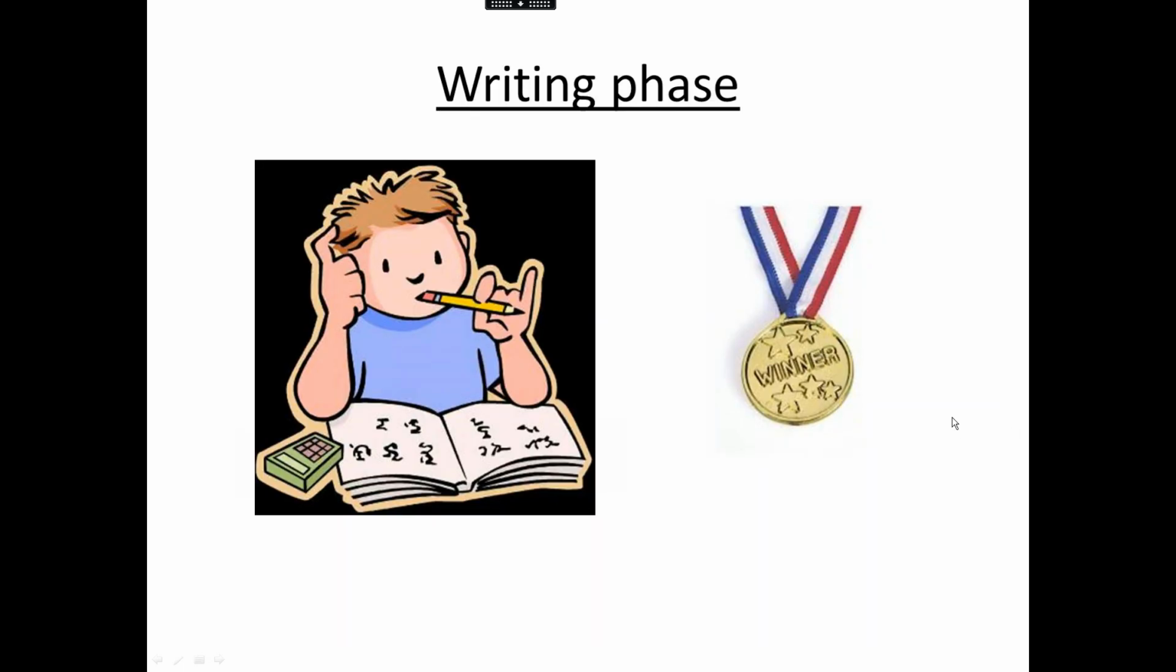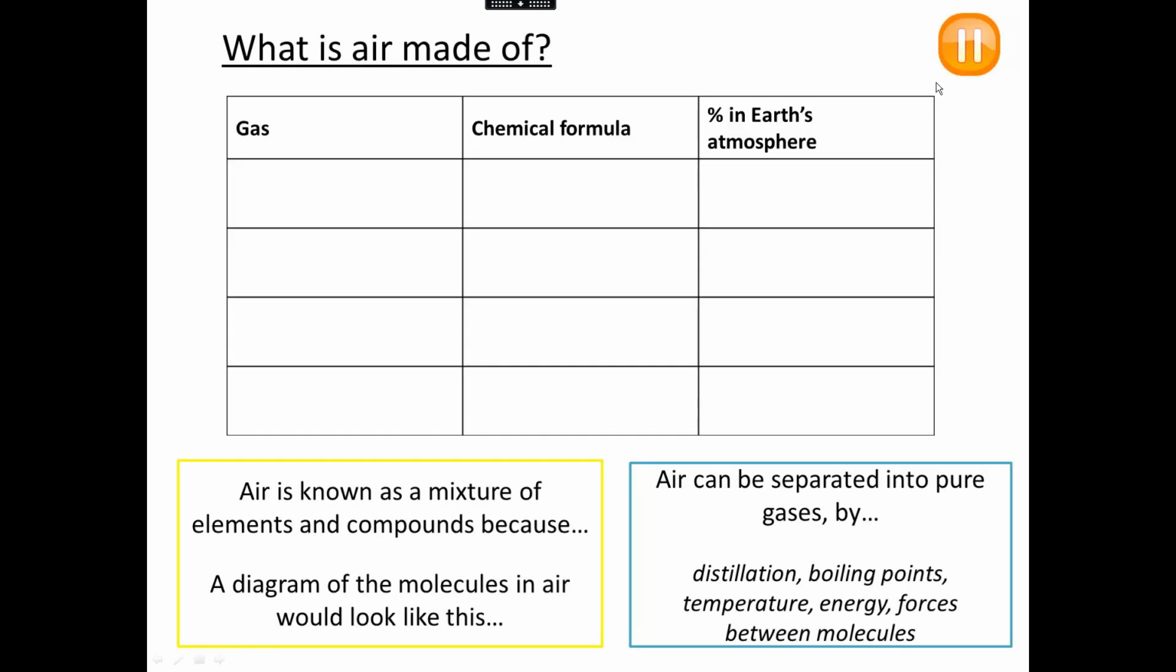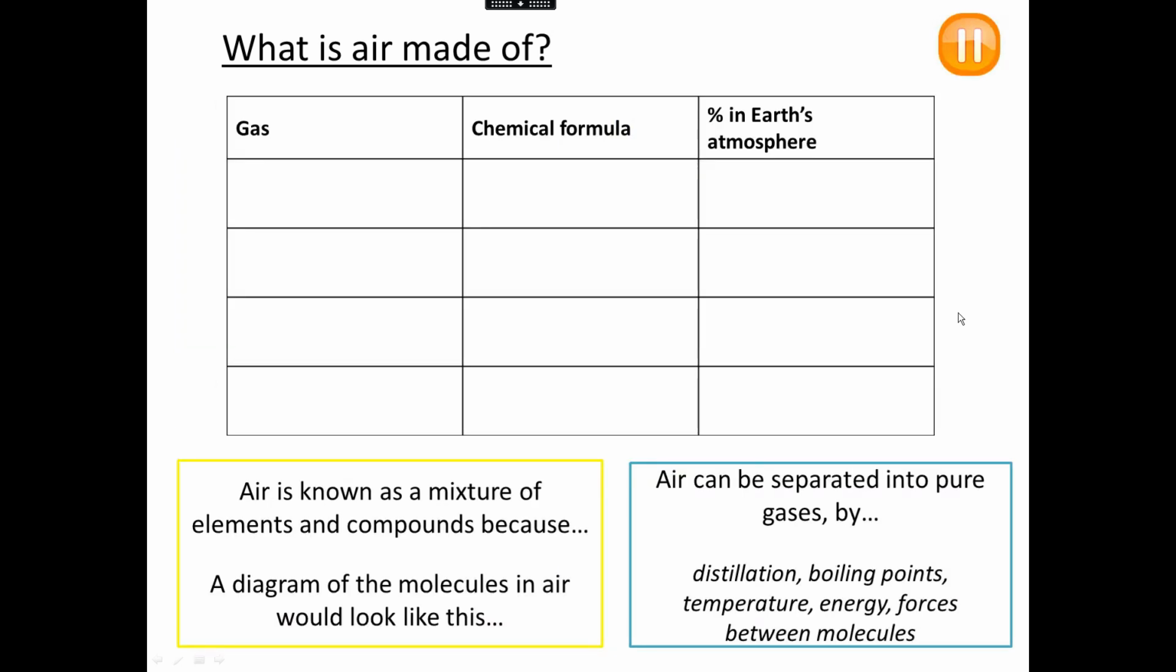Okay, here we go with the writing task. Put the driving question at the top of your work. And what I would suggest you would do is do a little table like this for orange and green. Orange is naming and giving the chemical formula of the four gases. So that's the recall, the memory for this lesson, describing and memorizing key facts. And then the main idea of this lesson, what are the percentages of each gas in the air? If you can't remember, you can always rewind and check it out earlier in the video. And I would put that into a table like this.